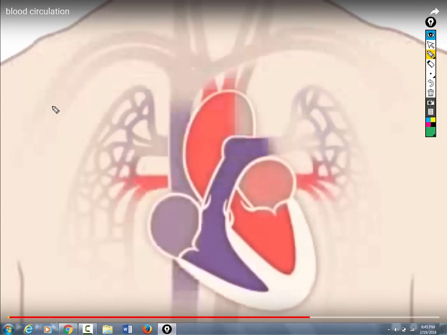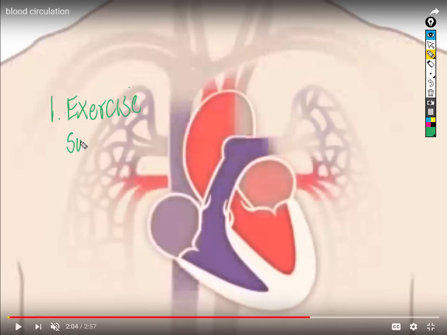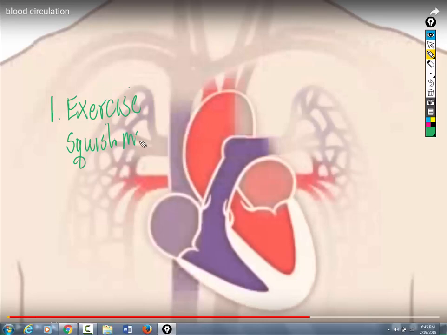There's a couple of ways to increase venous return to the heart, right? Number one is exercising. When you exercise, you use your legs typically, and thereby contract more muscle. And when you contract more muscle, you squish more veins. How do you spell squish? And when you squish more veins, that will increase venous return to the right side of the heart.